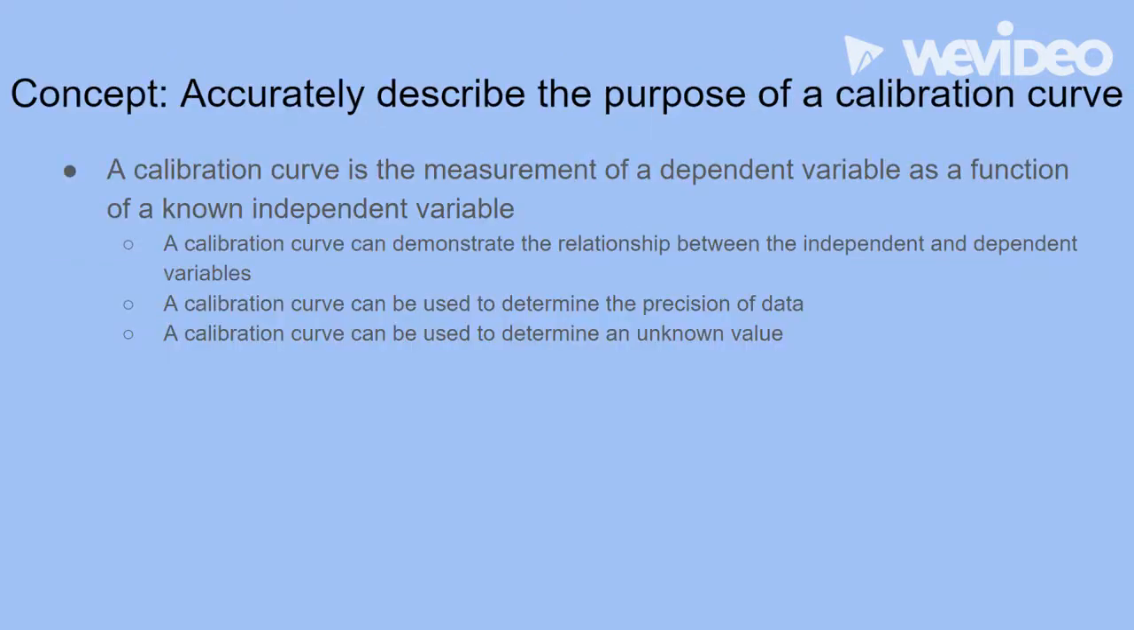The first concept is accurately describe the purpose of a calibration curve. A calibration curve is the measurement of a dependent variable as a function of a known independent variable. A calibration curve can be used to demonstrate the relationship between the independent and dependent variables in an experiment. A calibration curve can also be used to determine the precision of data and to determine an unknown value.